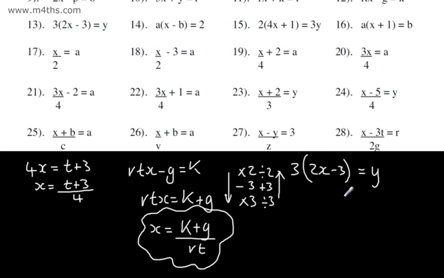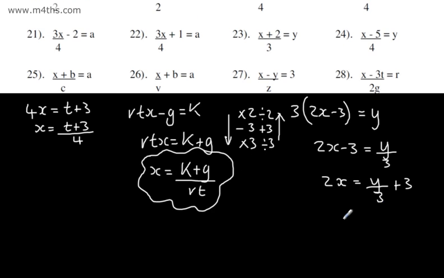So let's divide both sides of the equation by 3. That leaves me 2x minus 3 will be equal to y divided by 3. I now need to add the 3, so we have 2x will be equal to y divided by 3 plus 3, and finally we divide both sides by 2. So we have x is equal to y over 3 plus 3 all divided by 2.